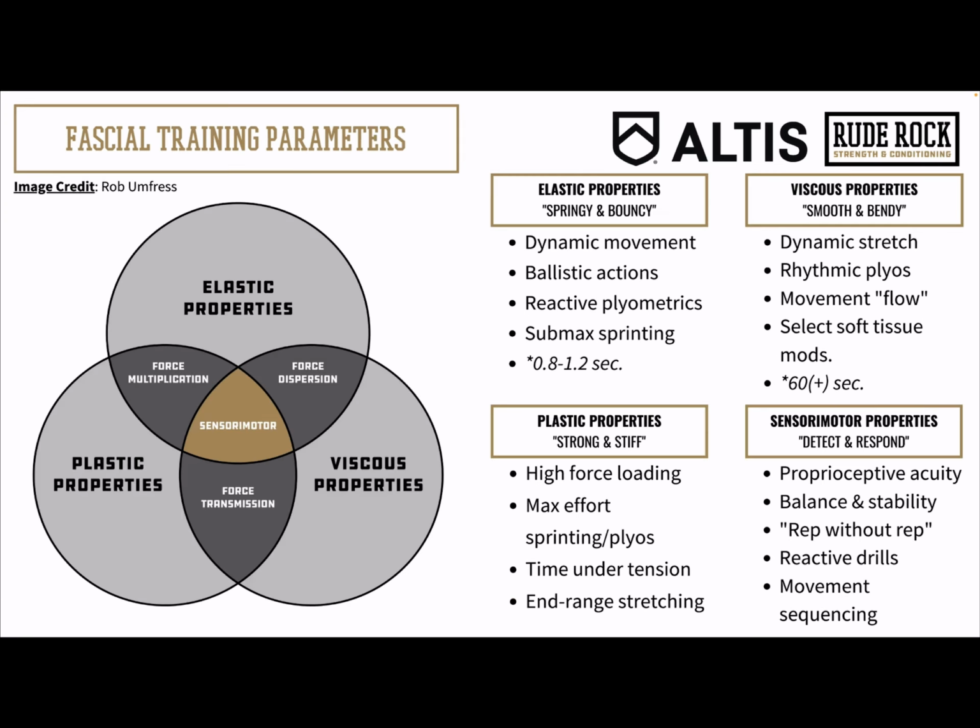The primary properties with fascia that we're thinking about are the elastic, viscous, and plastic properties, and each of those being governed by the sensory motor nature of fascial tissue. And when we look at these properties as being applied in training, we can come to our commonalities of force multiplication or expression, force dispersion, and then force transmission. So in terms of our training parameters, we're going to look at organizing based off of that. And you can read through these line by line.